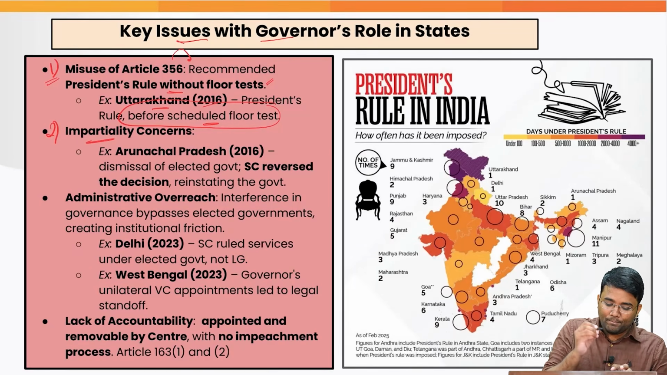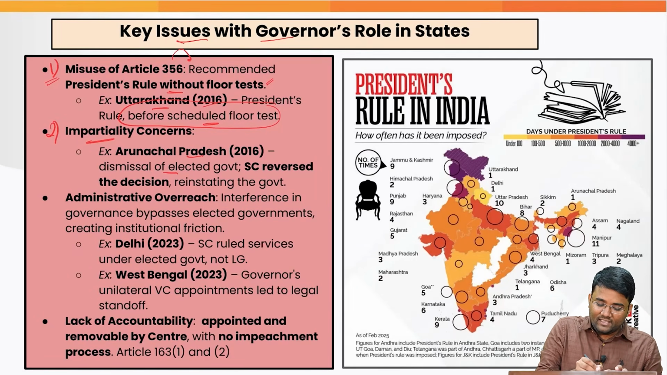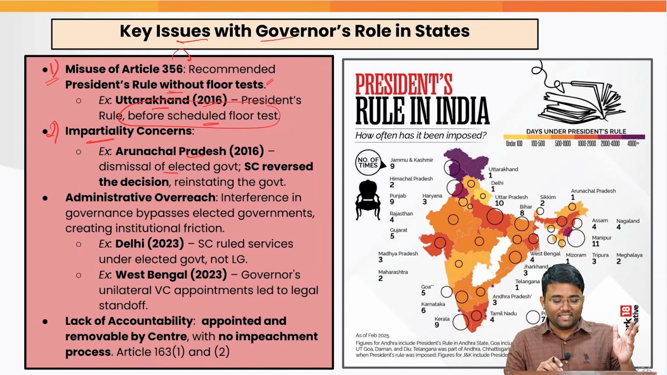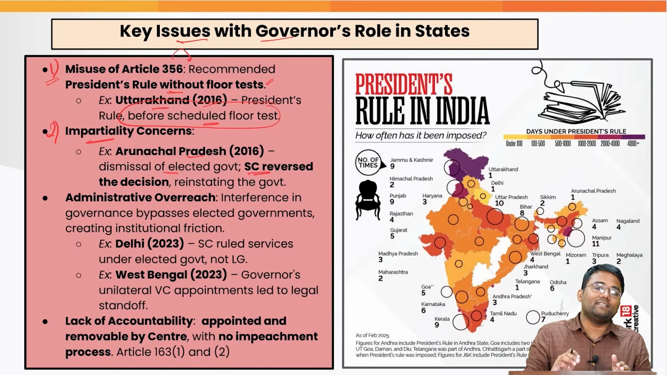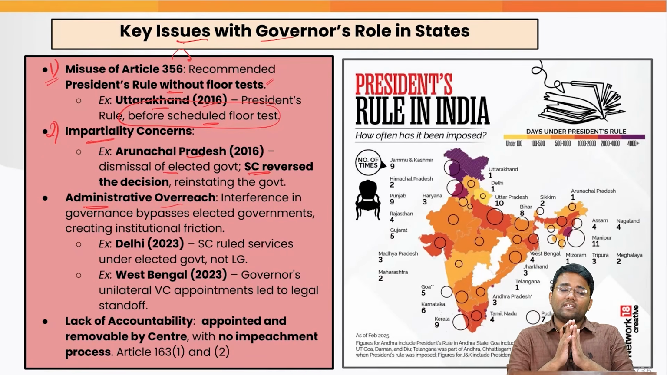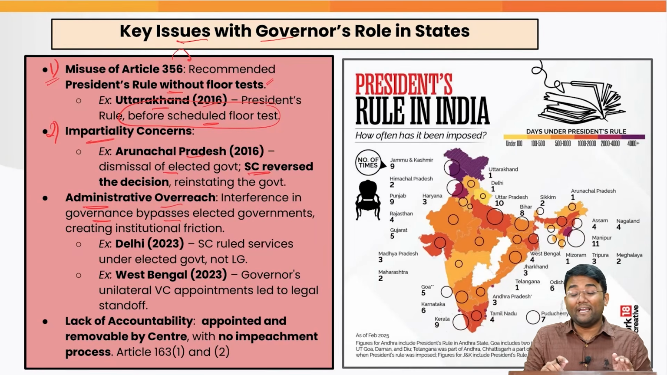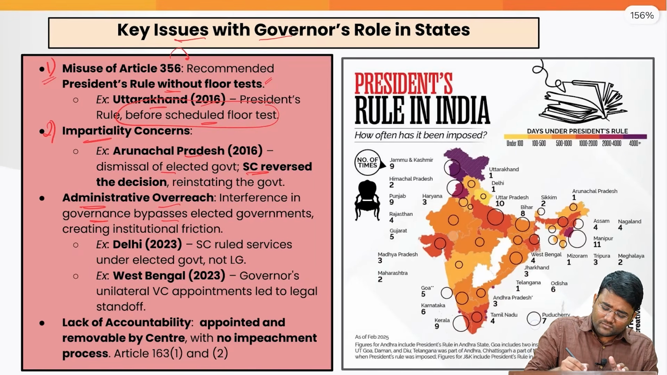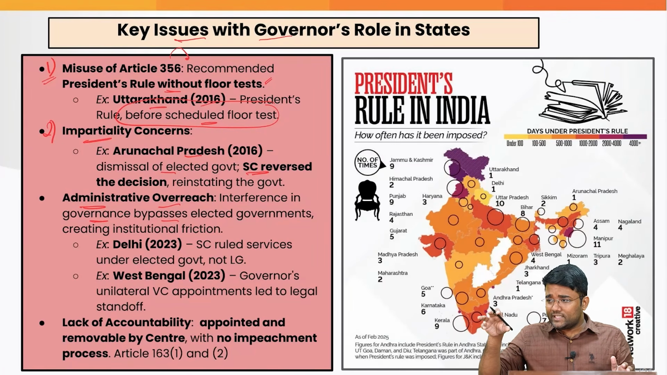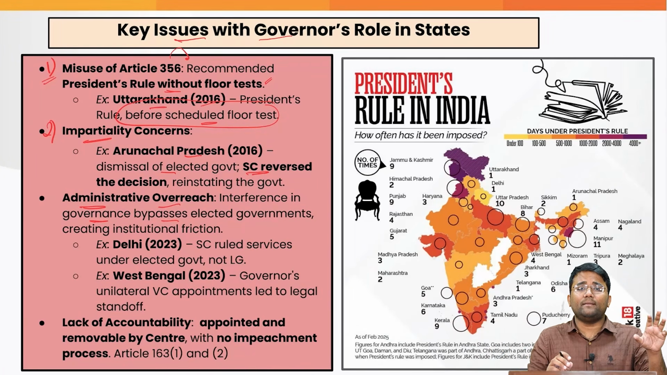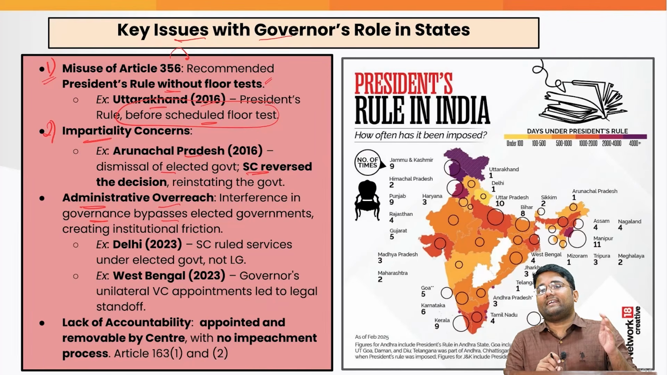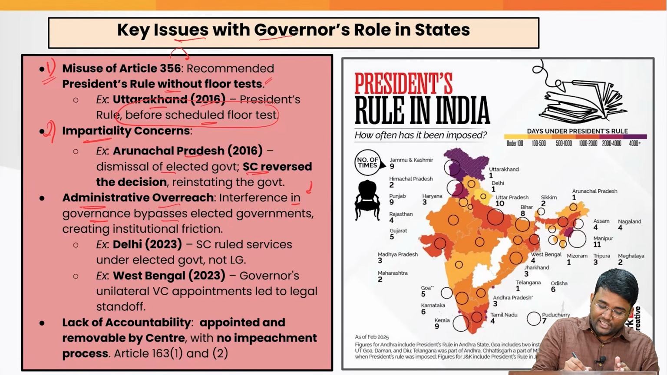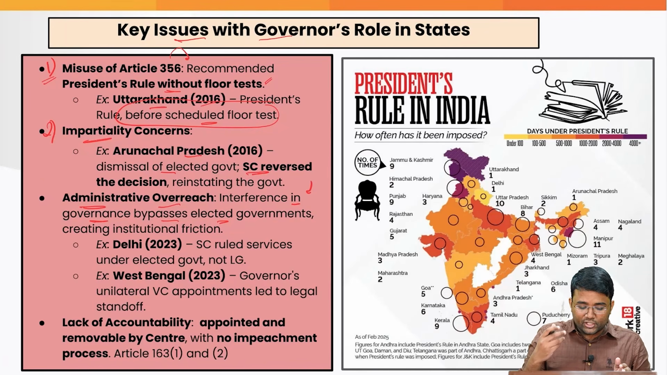Also, there are concerns related to impartiality. For example, in Arunachal Pradesh, the elected government was dismissed by the governor, but the Supreme Court reversed the decision and reinstated the government. Then there is administrative overreach, where the office of governor time and again interferes in governance, bypassing the elected government. The government elected by the people represents the democratic mandate and the will of the people, whereas the office of governor is not elected, and if that office interferes in governance, it leads to institutional frictions.